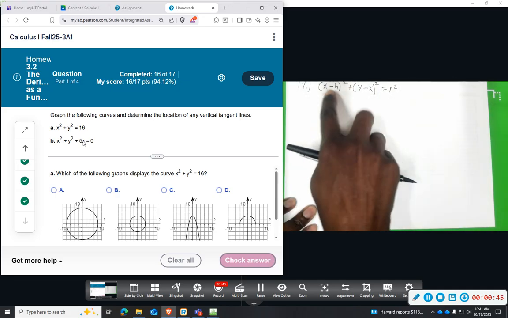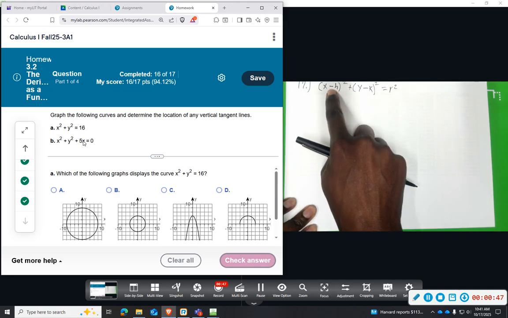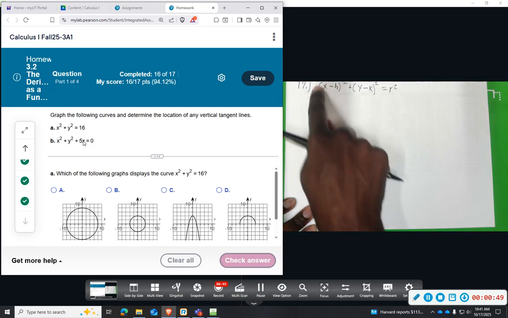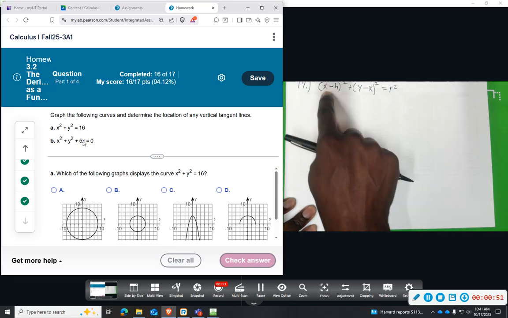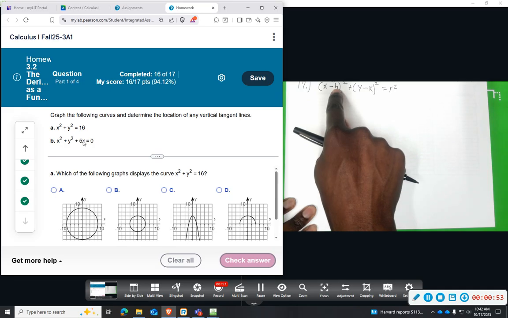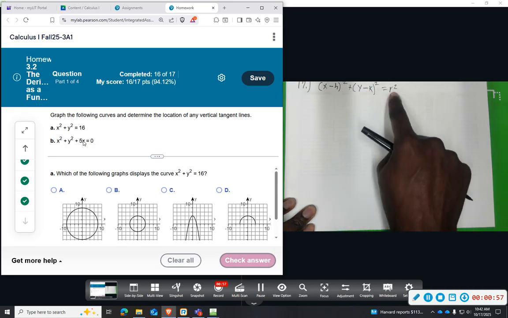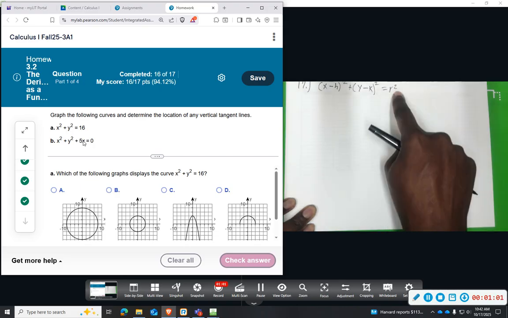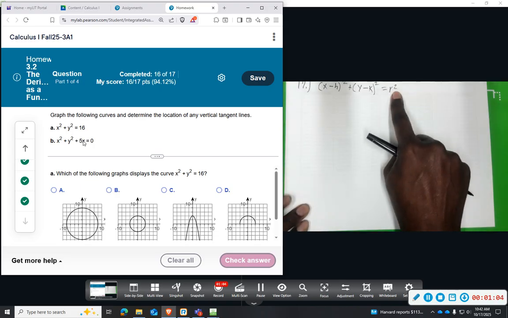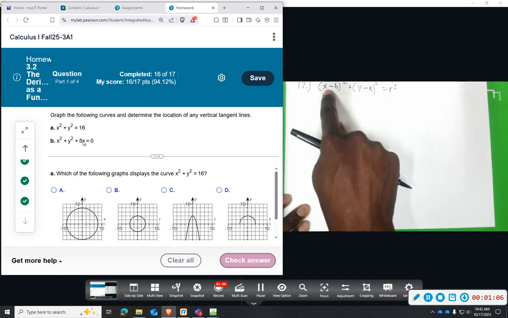And sometimes the h and k are 0. So this is a circle that would have a shift in the x direction by a factor of h and a shift in the y direction by k, with r squared being your radius squared. So the radius is the square root of whatever this is. So the first problem, we don't have a shift.